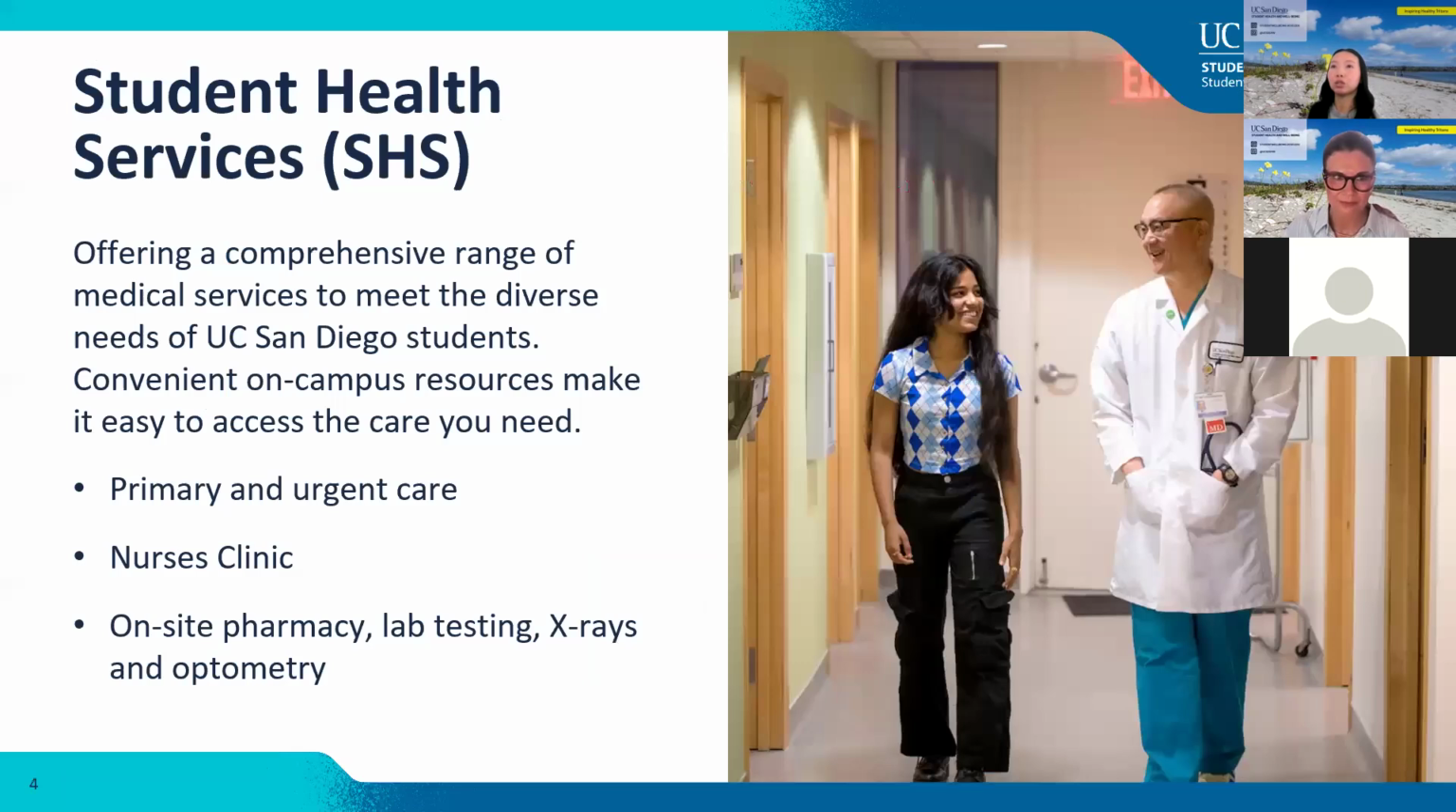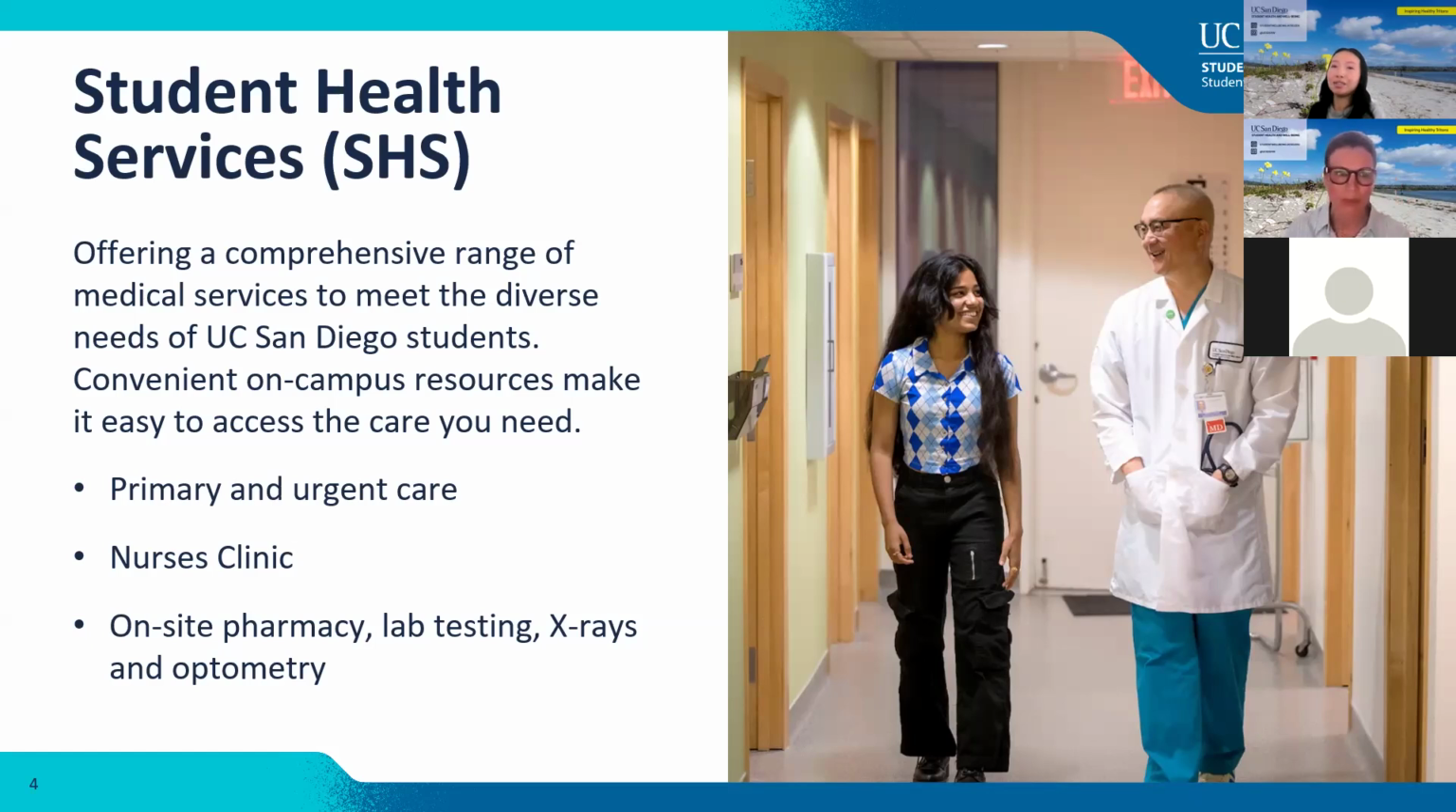Let me introduce you to Student Health Services. Student Health Services is the medical branch of the Student Health and Wellbeing Cluster, and we provide primary care and urgent care services. For primary care appointments, you can schedule online. For urgent care, you simply walk in and we'll see you based on your needs. We also have lab, pharmacy, optometry, social work, and x-ray available to you within our building. It's available to all enrolled undergrad, graduate, and professional students.